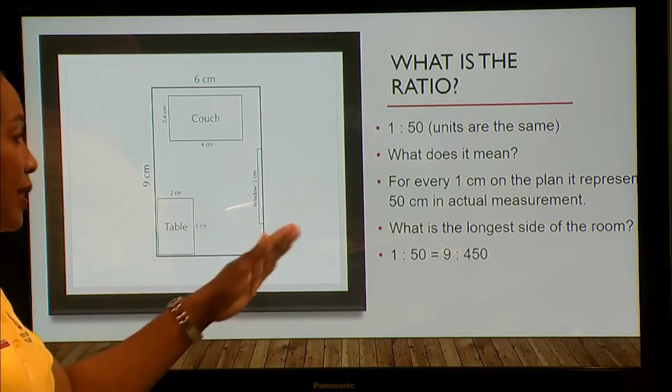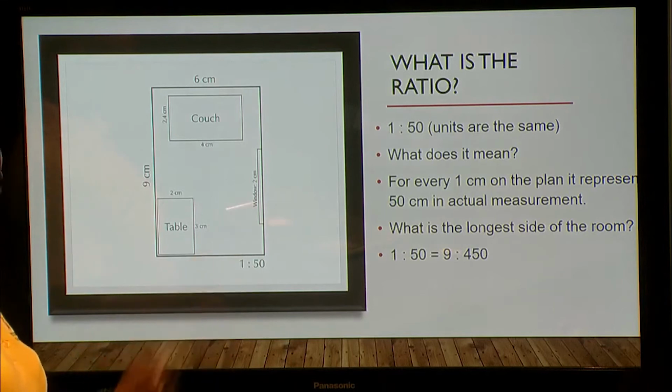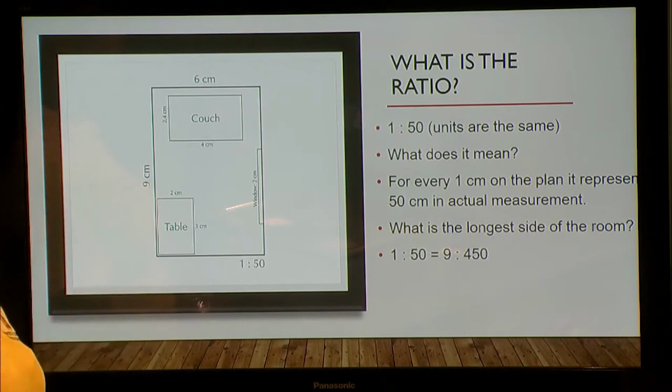To get from 1 to 9, I multiplied by 9. Therefore, 50 multiplied by 9 will give me 450. So when I have 9 centimeters on my plan, it represents 450 centimeters in real life.